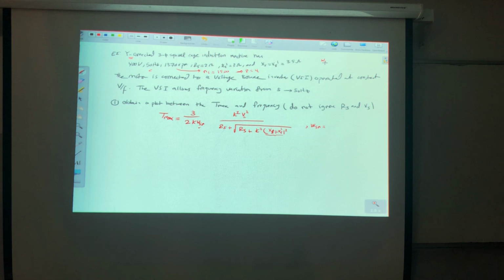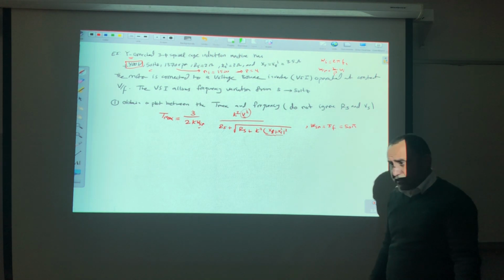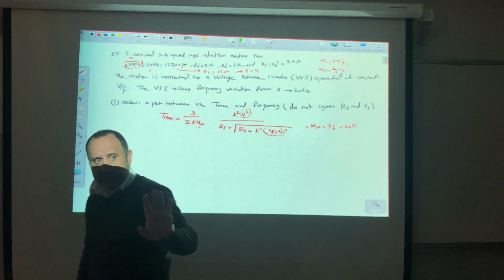So omega S, we know that omega S is equal to 2 pi F. So omega Sm is equal to 2 over P omega S. So this will be pi F, which is 50 multiplied by pi. Correct? And this voltage here, what is it? Line to line, phase, RMS, maximum? Line to line RMS value, the standard thing.